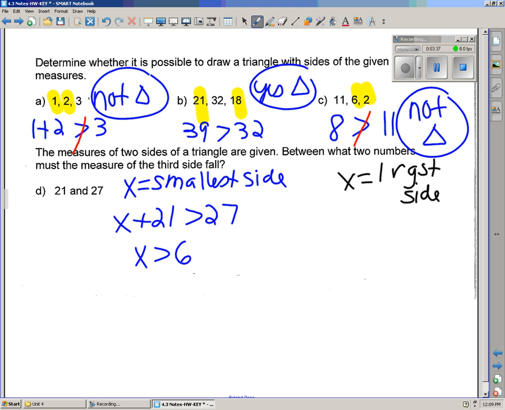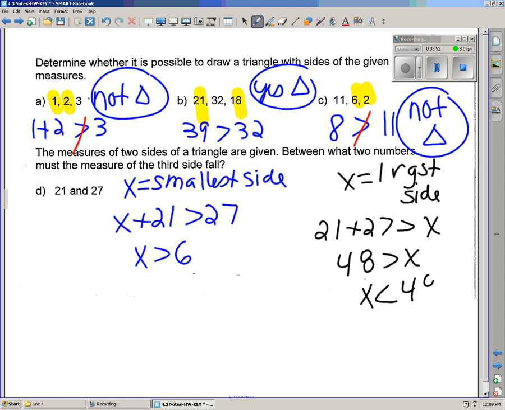So if x acts as the largest side, then 21 and 27 are the two sides that we add together to be bigger than x. So 48 ends up being more than x, or x is less than 48. So any number less than 48, when plugged in, I'd be able to add 21 and 27 and I'd be more than that particular value.